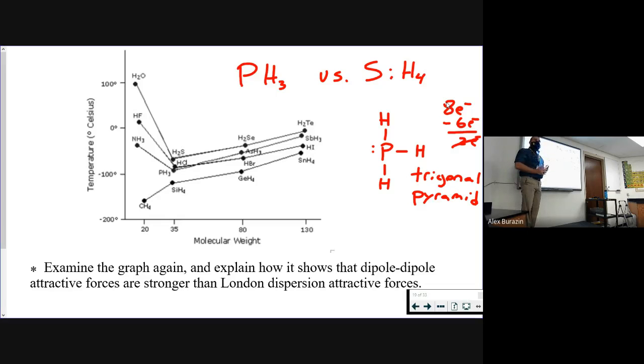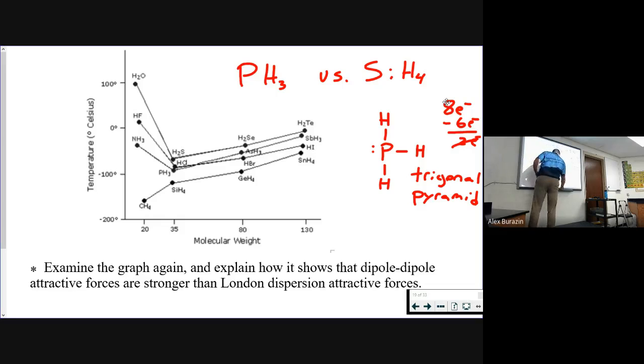What type of intermolecular forces would this have if it's a polar molecule? Dipole-dipole, yes, excellent, thank you. This would have dipole-dipole intermolecular forces because it's polar. When you have polar molecules, they have dipole-dipole intermolecular forces.